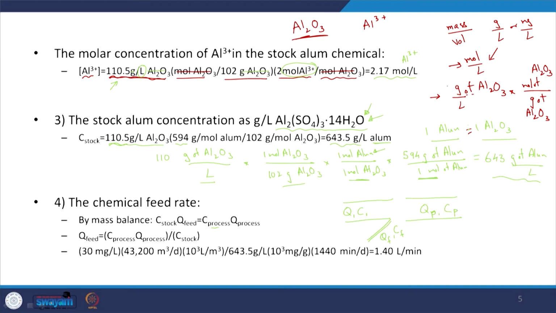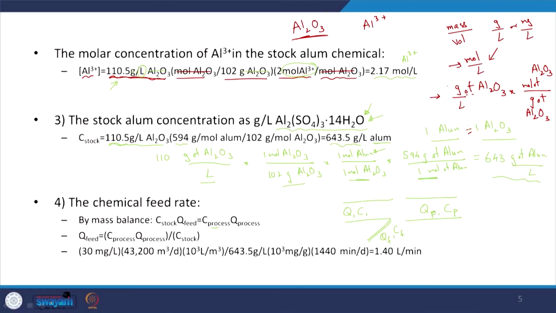So, what is happening? Two streams are coming in, one stream with most of the water and no alum, and one where I am adding the alum as the feed. These two are mixing, and then you have the process. We know the concentration at which it is supposed to be, which is 30 milligram per liter. Anyway, we will come back to that. So, how do I get this? It is just a simple mass balance.